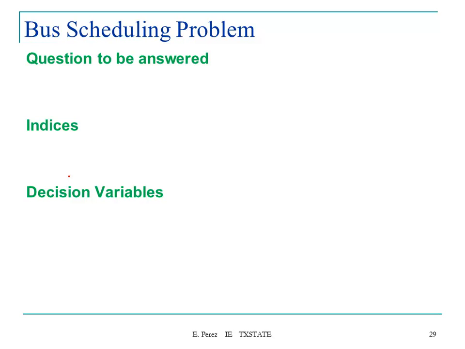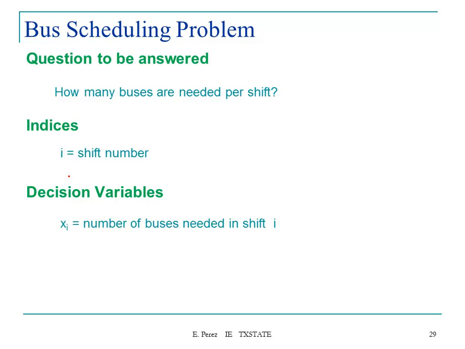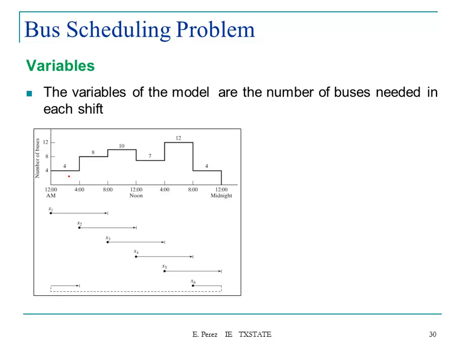And actually, if you go back to the slide, yeah. Right. Is it how many buses you will need per shift? Okay, so I'm going to use an index for the shift number. And then my decision variables are the number of buses needed in shift time. Okay, so I want to know how many buses I will need for each time period. Okay, so the variables of the models are the number of buses needed for each shift.